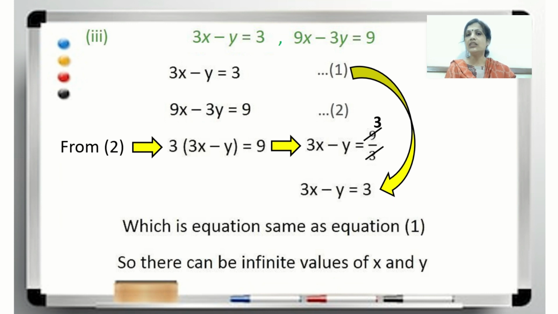So if you plot it graphically, how will you get the graph? The graph will be overlapping lines. They will be coincident lines.